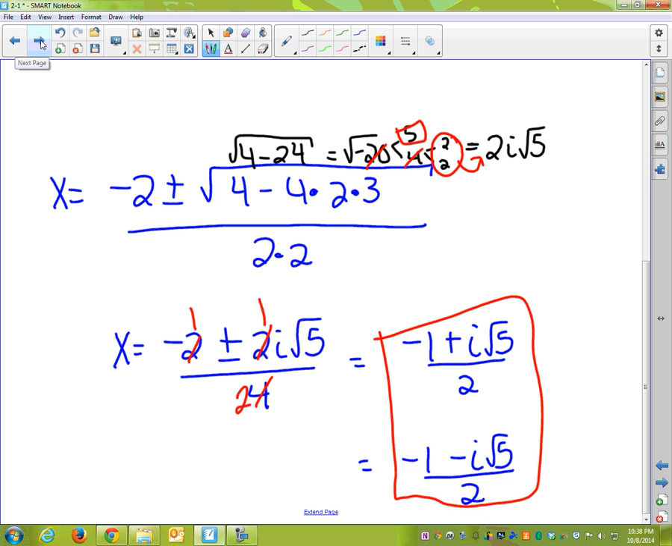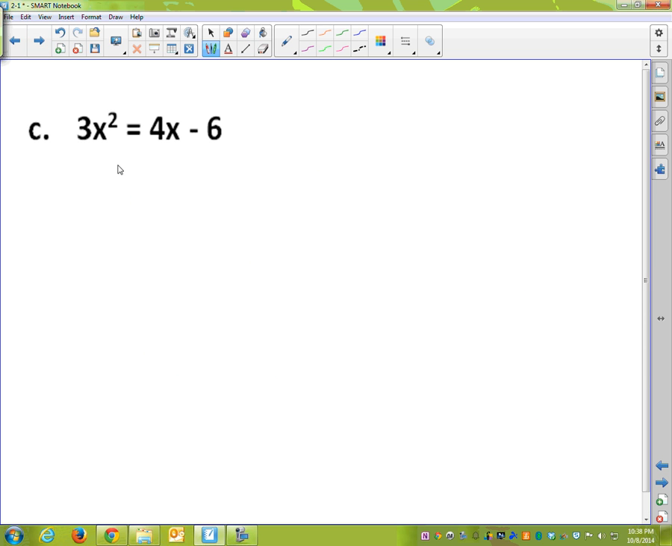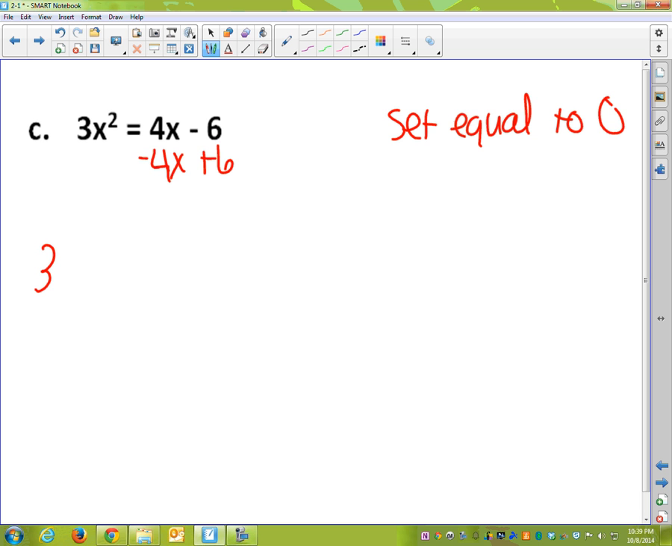All right, I have one more for you to try. If they give you a problem where your numbers are on both sides of the equation, you want to set this equal to 0. Anytime we ask you to solve an equation that's in quadratic form, set equal to 0. So I'm going to subtract the 4x and add the 6. 3x squared minus 4x plus 6 equals 0.